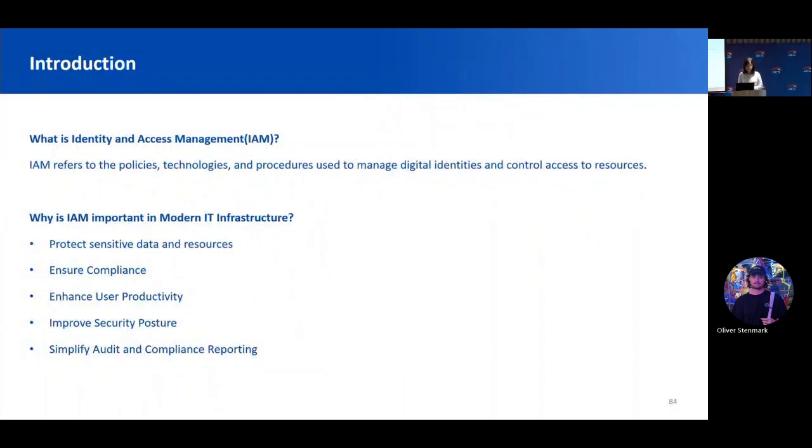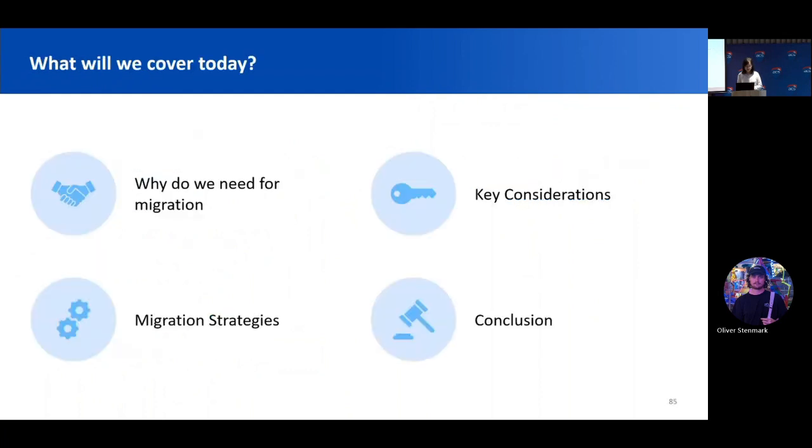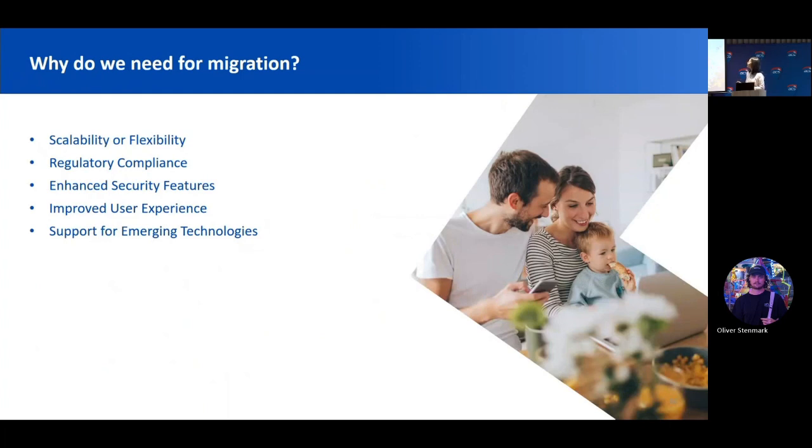So after these two concepts, I'm going to introduce three subtopics. First one is why do we need migration? Then the key considerations when we're planning the migration solution. And the last one is to briefly introduce 4 migration strategies. Let's start. First one, why do we need migration? I have listed down 5 points. I know there should be more than that, and I personally divide them into 3 groups.